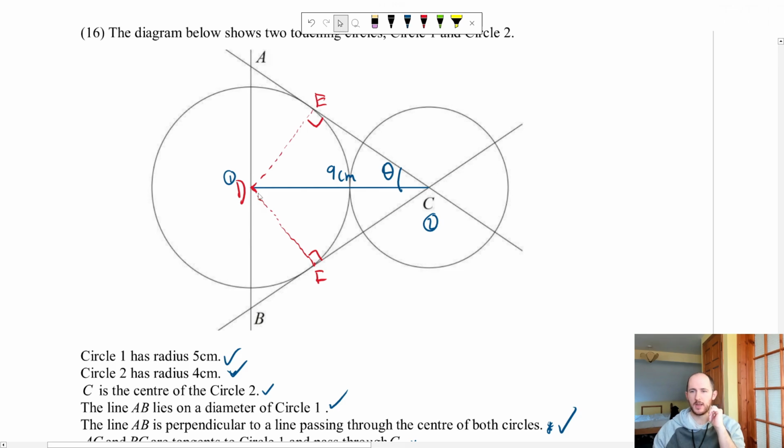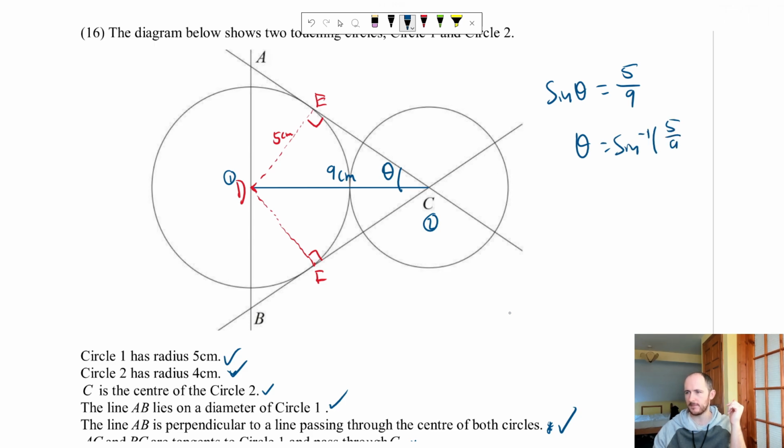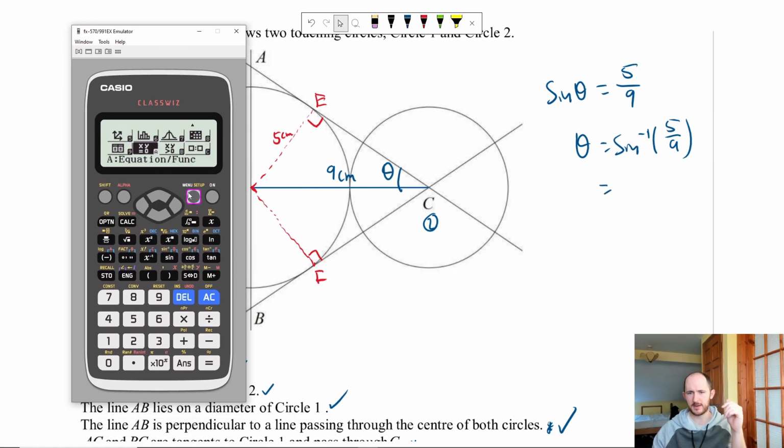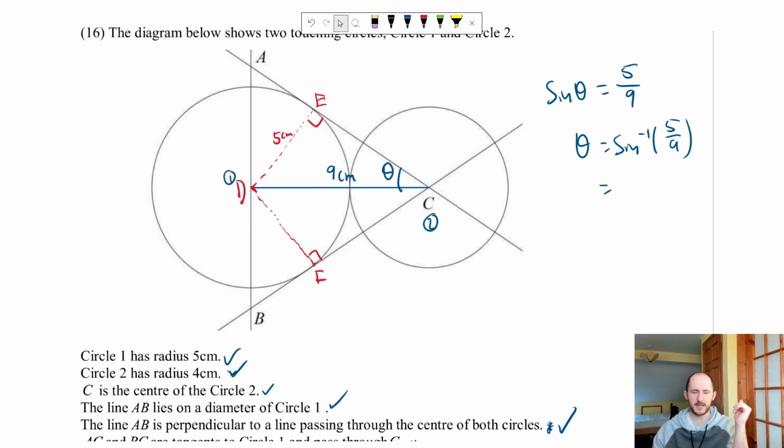Okay, so the question is, what is this red length? Well, if you remember, it's just going to be the radius of the circle, so it's actually going to be 5 centimeters. If I want to work out that angle theta, it is opposite over hypotenuse. So sine theta equals opposite, 5, over hypotenuse, 9. Theta equals inverse sine of 5 over 9. Let's use our calculator. Change it back to the normal setting. Inverse sine 5 over 9 gives me 33.7 degrees.